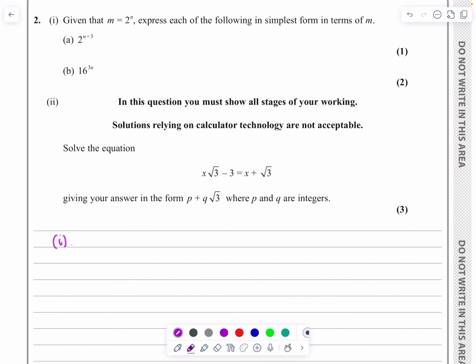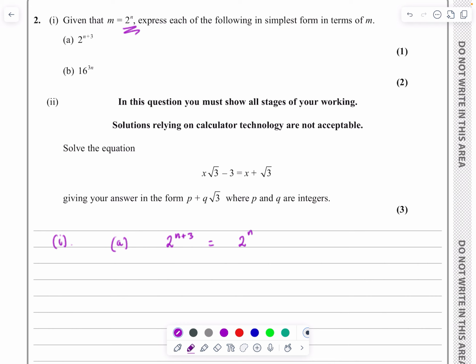So it says, given that m is equal to 2 to the n, can we express 2 to the n plus 3 in terms of m? Can we express 16 to the 3n in terms of m? So we can, with all of these, if we just understand that our index laws give us, so hang on, we've got 2 to the n plus 3. So what I want to have is 2 to the n. I want to try and get 2 to the n, and I can absolutely do that.